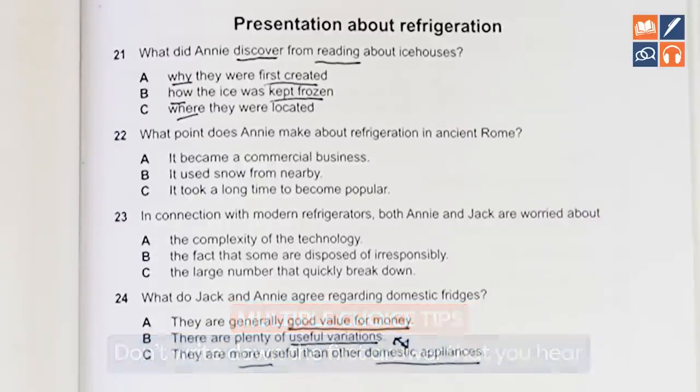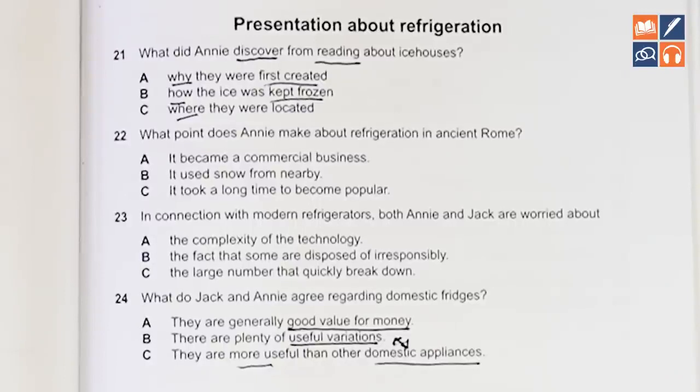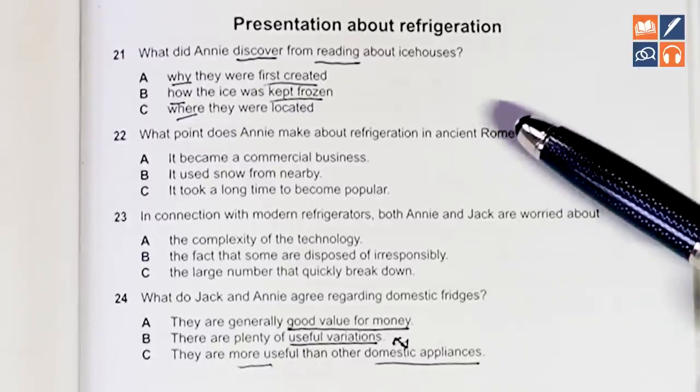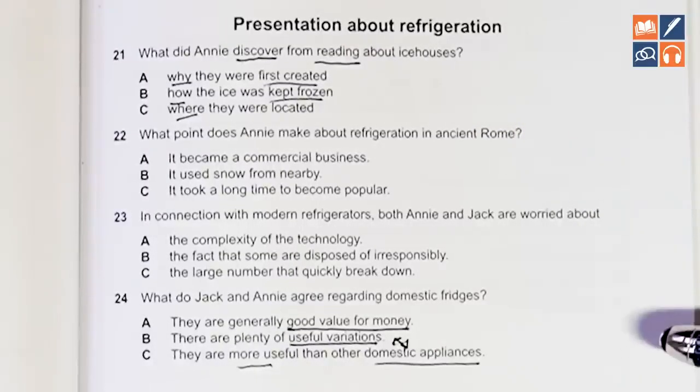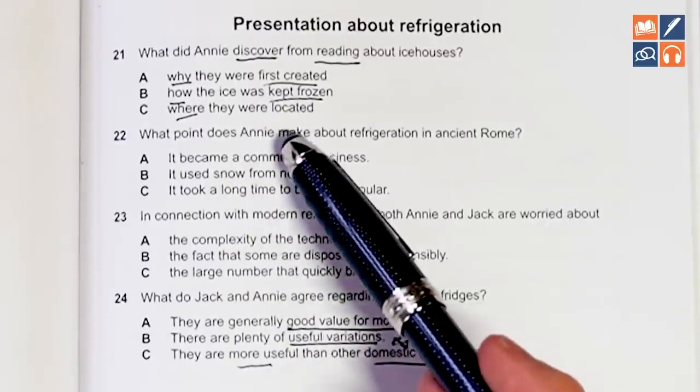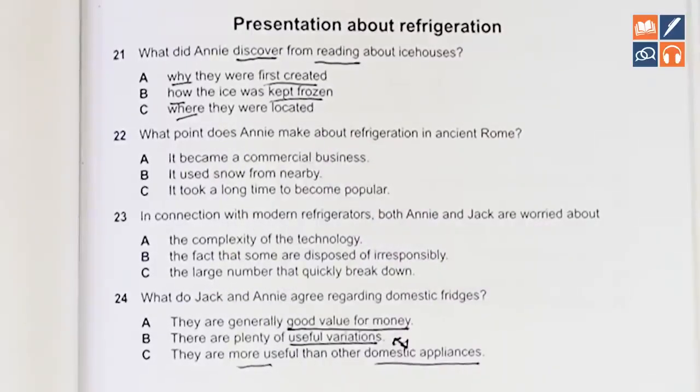So let's take the first question, for example. What did Annie discover from reading about ice houses? Why they were first created? So in the recording, they might talk about why they were first created or how they were first created. But that might not be one of the options that relates to what did Annie discover from reading about ice houses. She might have listened to something, or her dad or her mother told her why they were first created, and then later she talks about she was reading about where they were located. If you just note down the first one that you hear and you don't think about the specific question, then you're going to be in trouble.